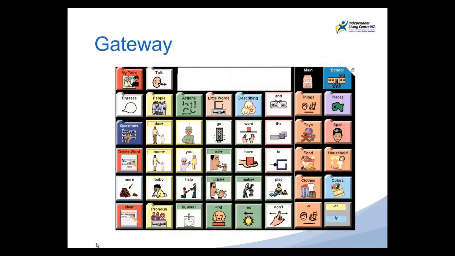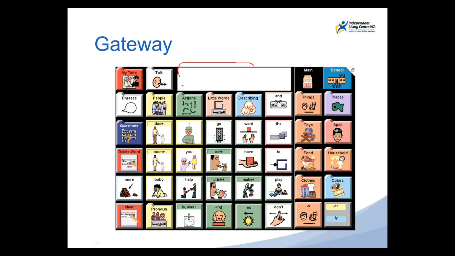This is an example of some pages that come within the middle and higher levels of the graph that I just showed you. It's called Gateway, and this is really a core word based sentence building type display. So you can see you've got pronouns here in yellow, verbs available in green, and then a number of categories off the side. This page is really designed for that sentence building.